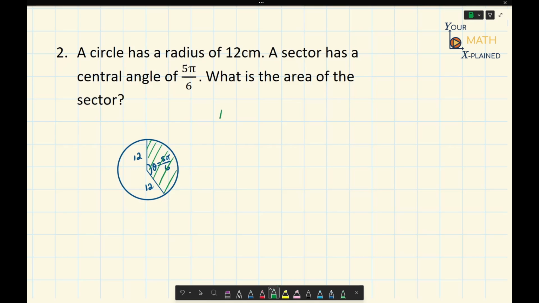So using the formula for the area of a sector that we found above, this is equal to theta r squared over 2. So then our theta is 5 pi over 6. Our r is 12. And then we divide that by 2. So then evaluating that is going to give us 60 pi, and then our units here would be centimeters squared.